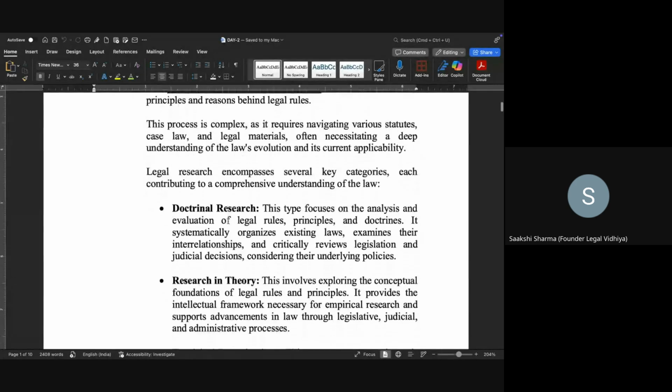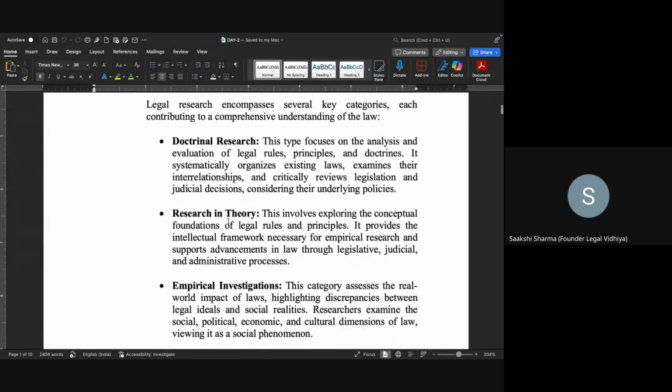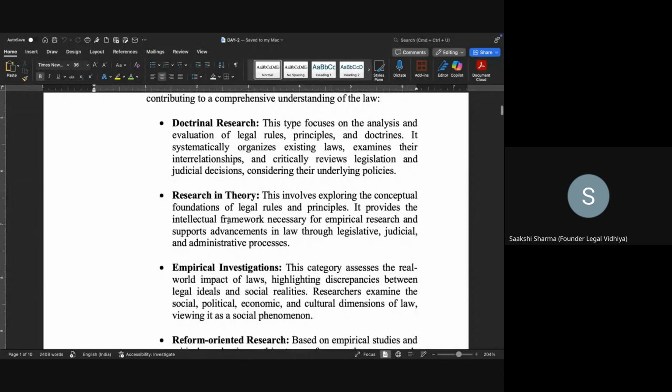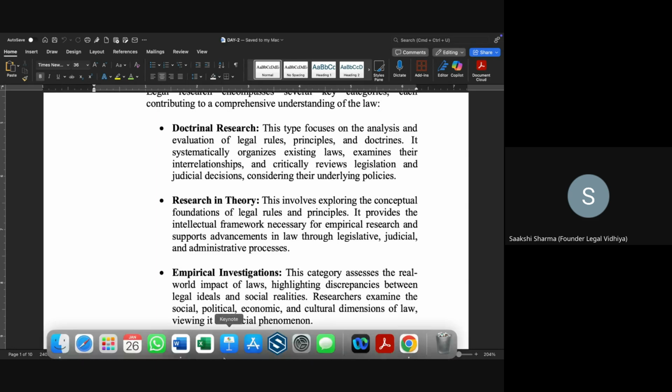Now, there are several key categories which are involved in understanding the law. The four key categories that I have identified and that various jurists have identified are doctrinal research, research in theory, empirical investigation, and reform oriented research. Even yesterday we talked about doctrinal kind of research. Can anybody write it down in the chat box what doctrinal research is and what it aims at?